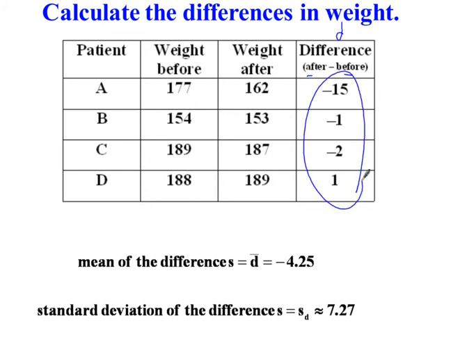Take these 4 differences, nothing else, put them into your calculator in list 1, and run 1-var stats. If you run 1-var stats on L1, D bar isn't going to show up, it's going to be X bar. The average of these four differences works out to be negative 4.25. Now, make sure you pick the sample standard deviation. That's the one that's Sx, which is 7.27.